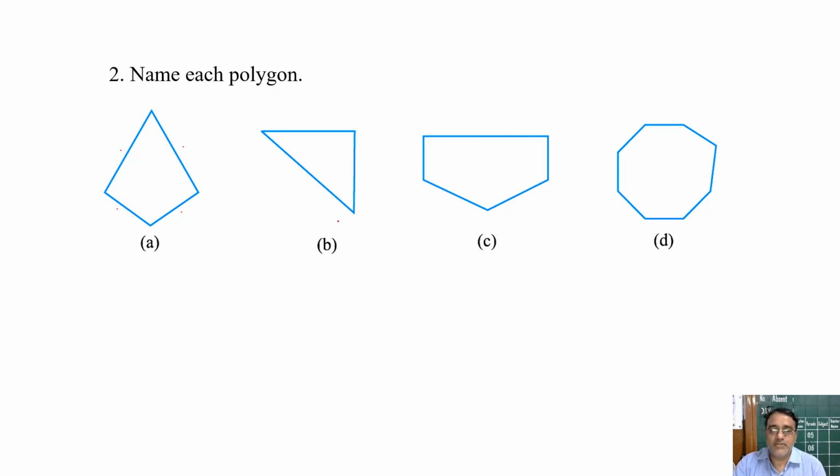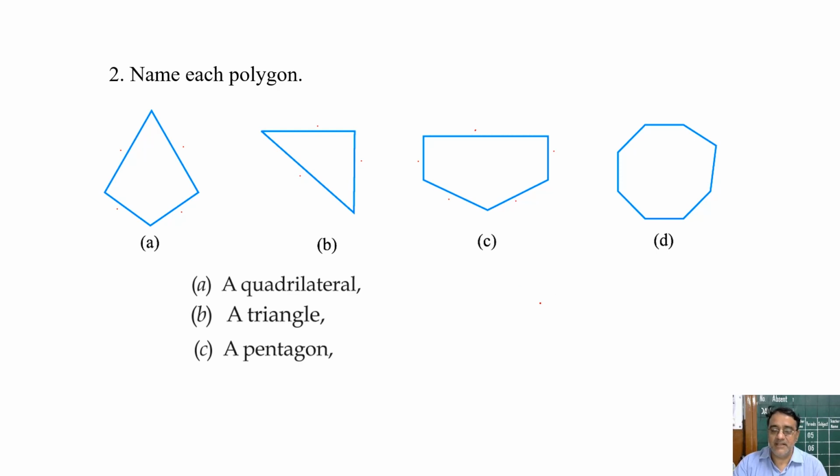Okay. Now the second one, only 3 sides are there. Triangle. Right. Now the next one, 5 sides are there. 1, 2, 3, 4, 5. Right. Very good. Pentagon. And the last one, total 8 sides are there. Octagon. Right. So the first one is quadrilateral, the second one is triangle, the third one is pentagon, and the fourth one is octagon.